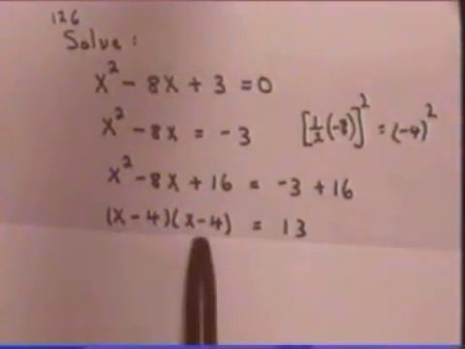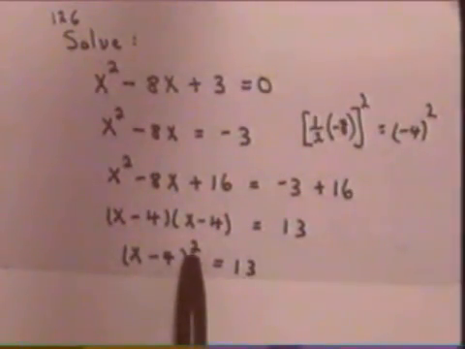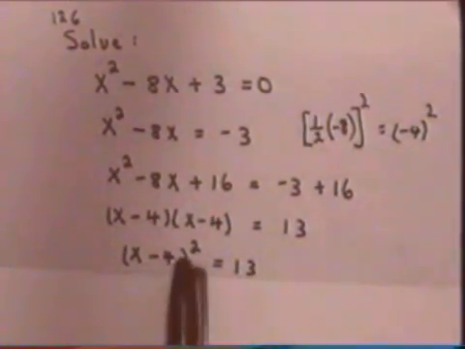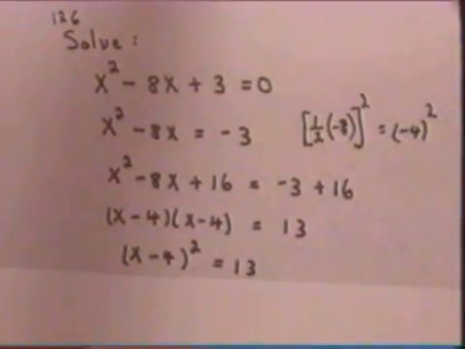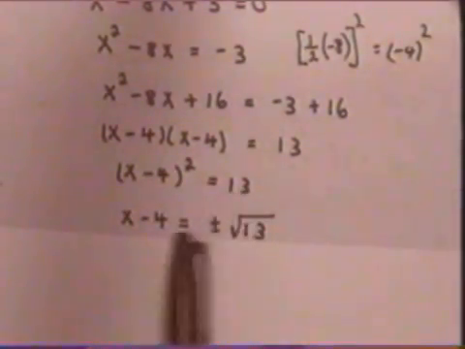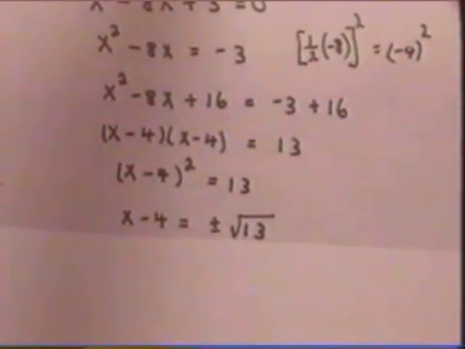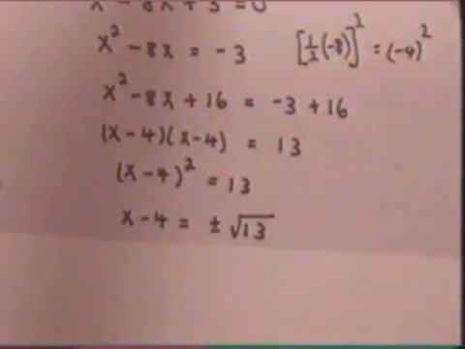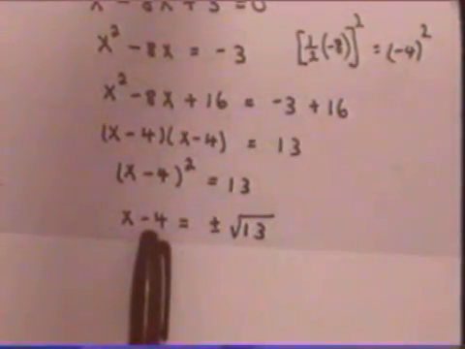I can write x minus 4 times x minus 4 as x minus 4 quantity squared. So therefore I have x minus 4 quantity squared is equal to 13. So I have something squared is equal to a constant. Now I can use my principal root method by taking the square root of both sides. If I take the square root of x minus 4 quantity squared, I get x minus 4. And if I take the square root of 13, I get plus or minus square root of 13. Remember, the principal root theorem tells you that you will have the plus or minus, so be sure to put it in. Now to get x by itself, all I need to do is to add a 4 to both sides.